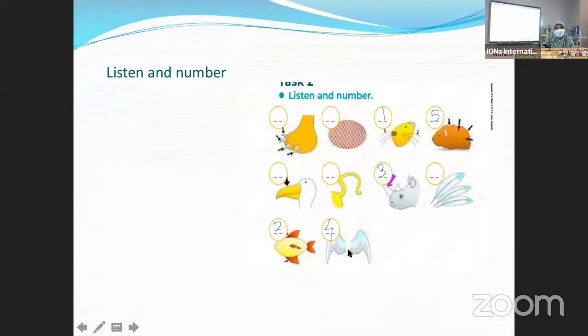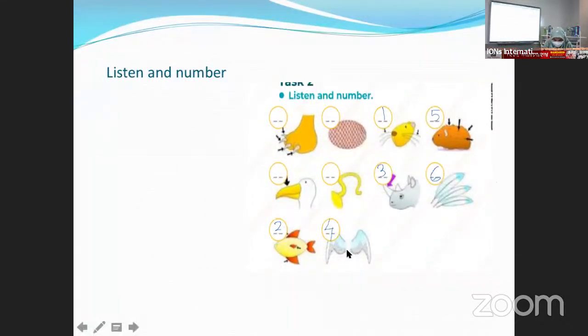Six. Feathers. Anyone? How about this one? Is it feathers? No, miss. It's not. How about this one? No, this is not. Yes, bulu. Which one is bulu? This one. So the next answer for number six, we can write down in this one. Number six, the next one.